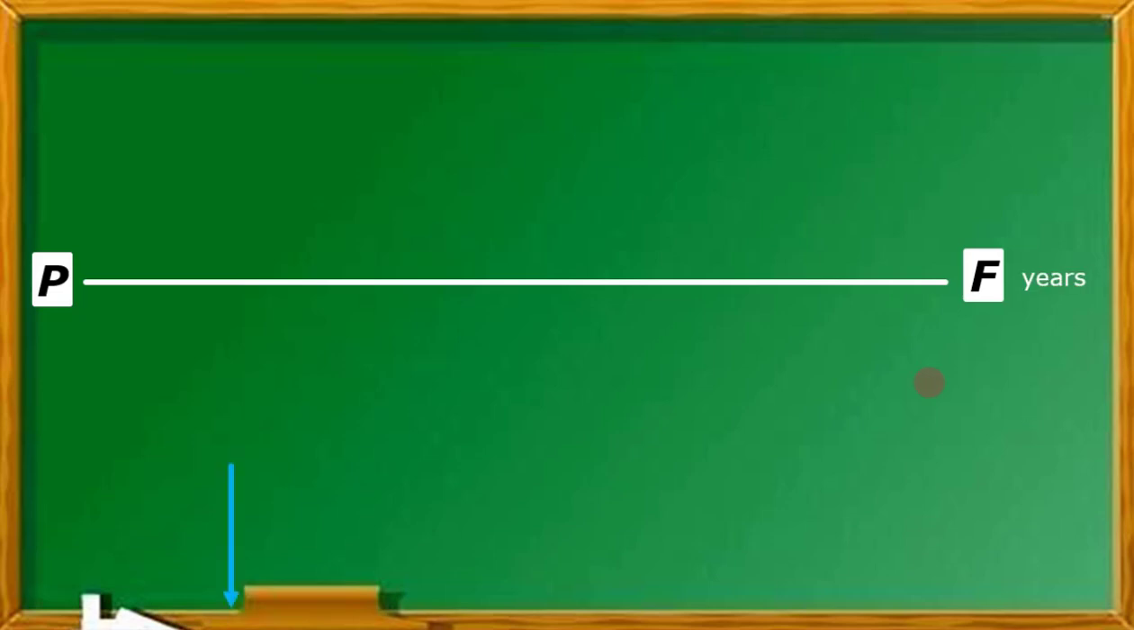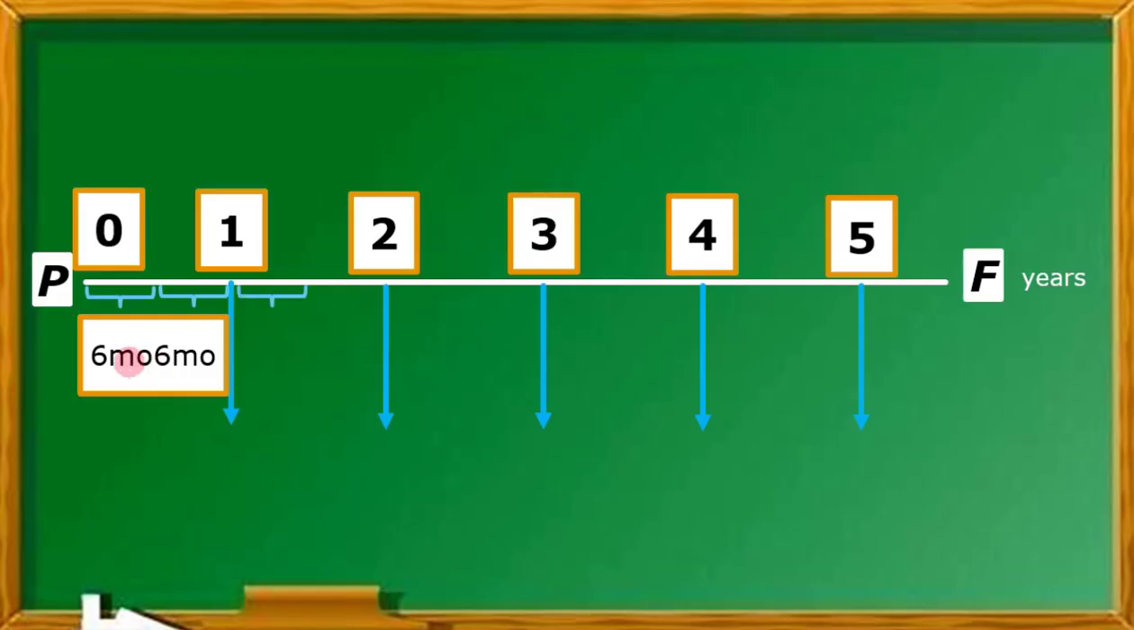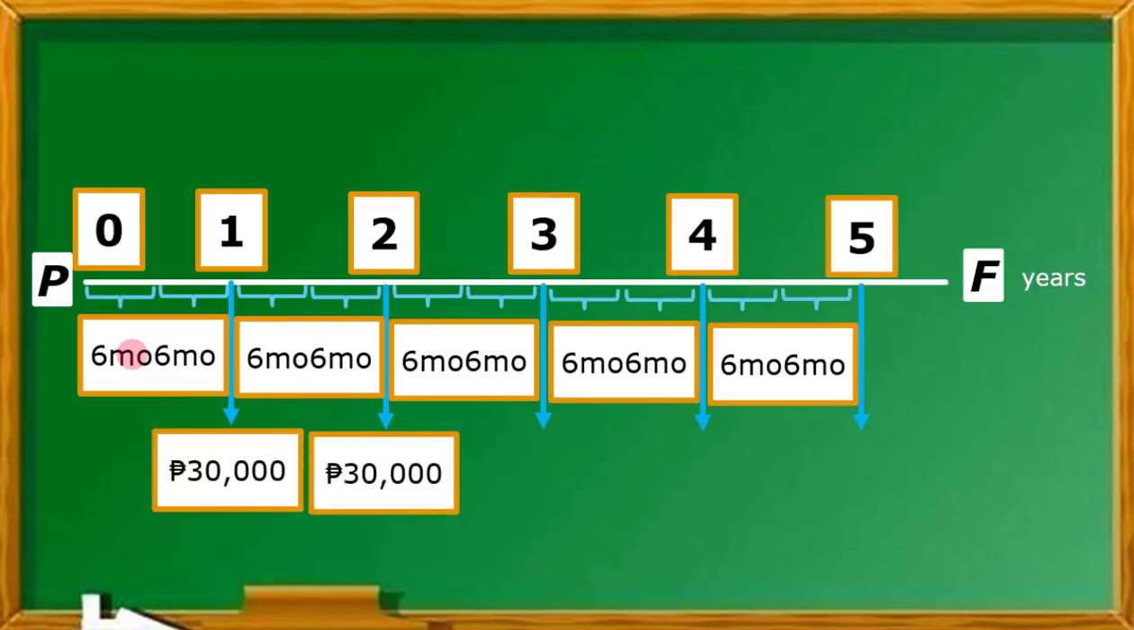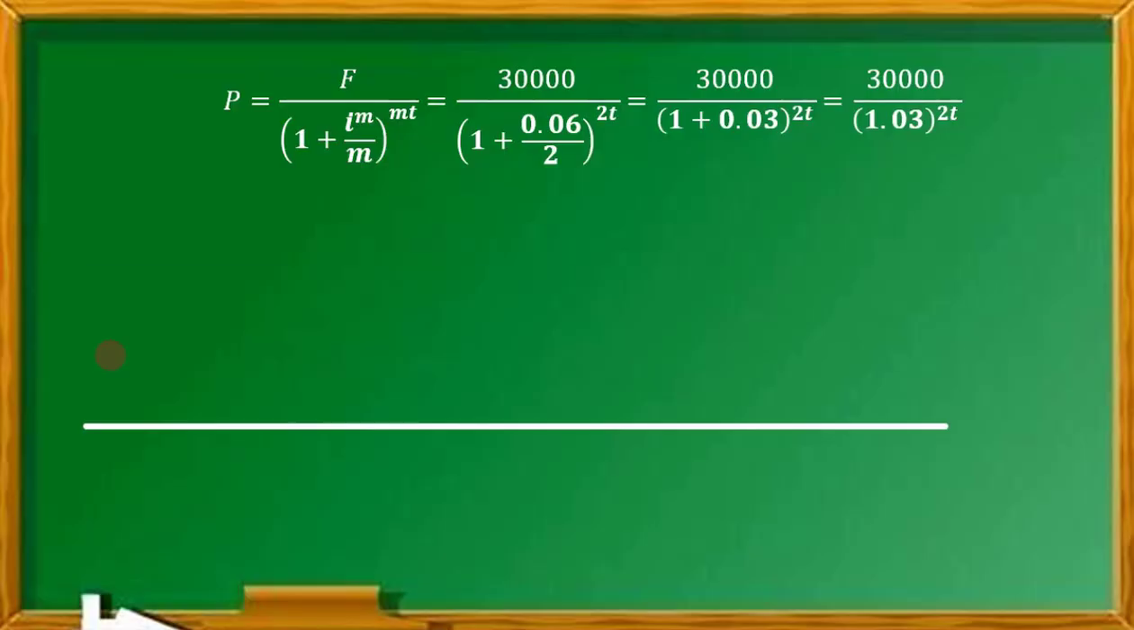Next is to formulate the time diagram for this particular problem. We have 5 years terms of payment. It's semi-annually, so the compounding period is every 6 months, but the payment is every year, and the amount paid every year is 30,000. Now, the concern here is how much Anne's family will prepare in order to push through with that house lease agreement.